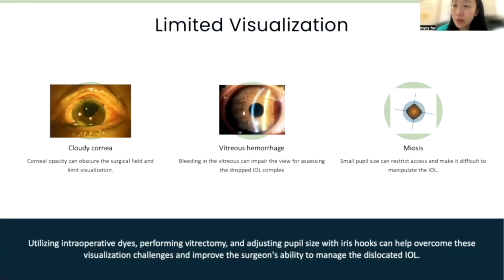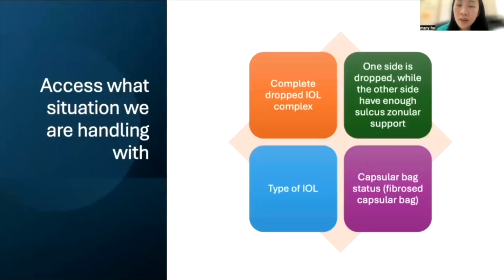And in the case of prolonged aphakia, the patient often presents with miosis, and it would be quite challenging for removal of the lens and also for resuturing or re-anchoring of the lens haptic. So in the beginning, we have to assess what situation we are handling, whether it's a complete drop of the IOL complex, or if zonular support is fair or adequate at one side while the other side has dropped. In that juncture, we may have to only replace or resuture at one side of the haptic.